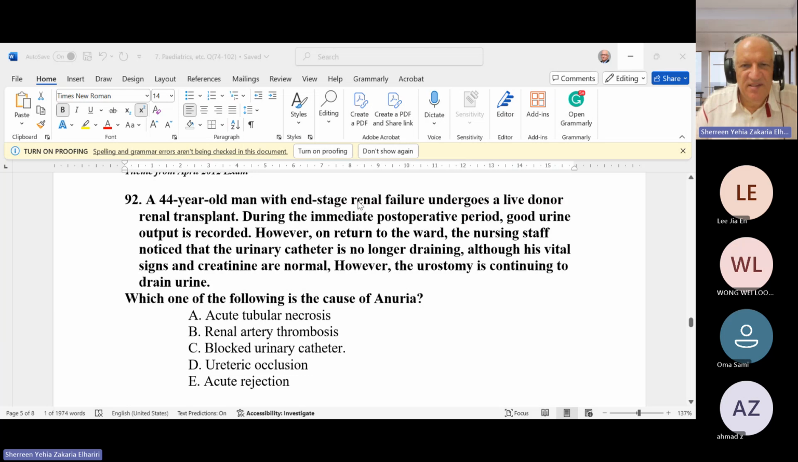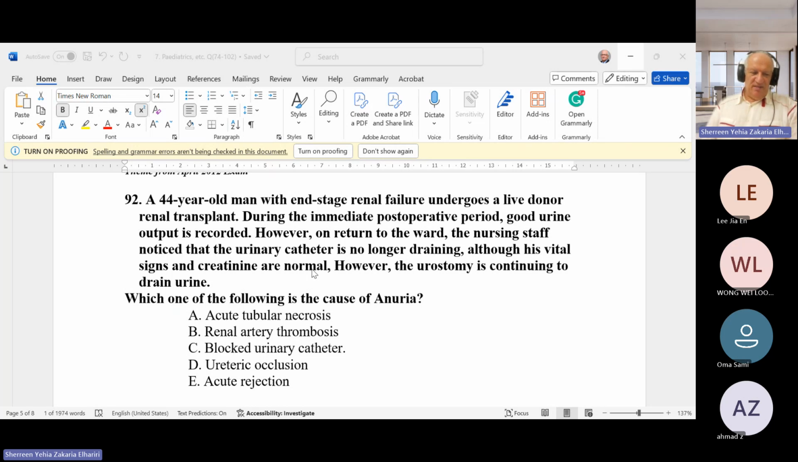A 44-year-old man with end-stage renal failure has a live donor renal transplant. During the immediate post-operative period, good urine output is recorded. Of course, urine output is usually half to 1 ml per kilogram body weight per hour. However, on return to the ward, nursing staff noticed the urinary catheter is no longer draining. So no urine. Although vital signs and creatinine are normal, so the kidney is still working. However, the urostomy continues to drain urine, and the urine is okay.